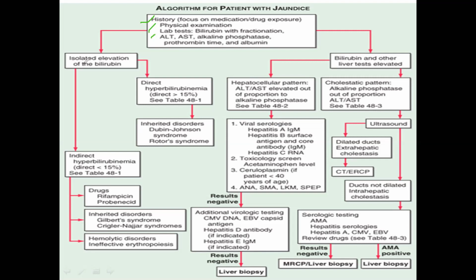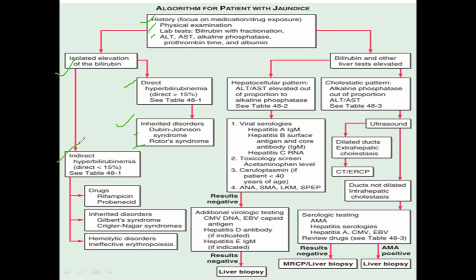And if there is only isolated elevation of bilirubin, that means the liver enzymes are normal, albumin level is normal, prothrombin time is normal, but only bilirubin is elevated. What should we do in that case? The next point is you should look whether conjugated or unconjugated bilirubin is increased. If direct bilirubin is increased, it is usually suggestive of some inherited disorders like Dubin-Johnson syndrome and Rotor syndrome.